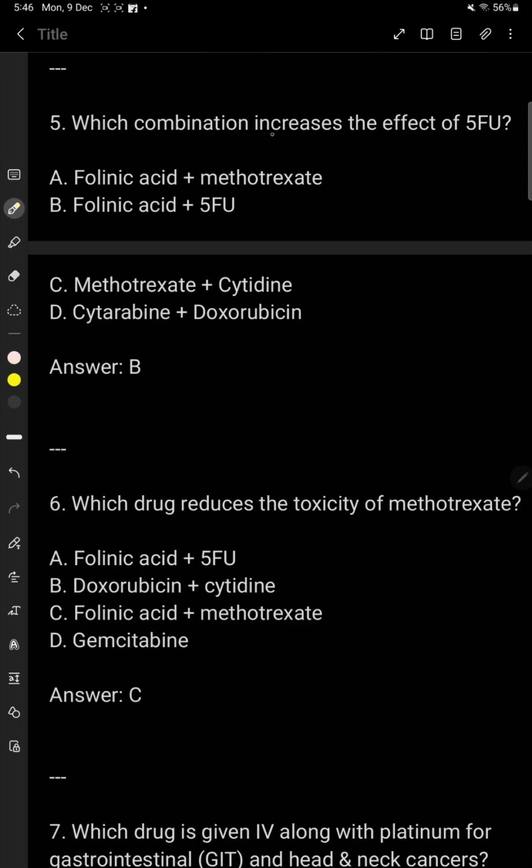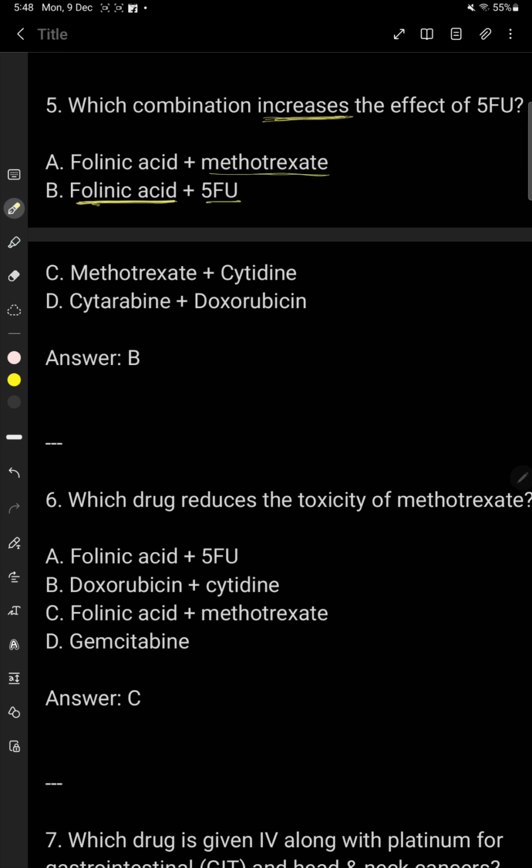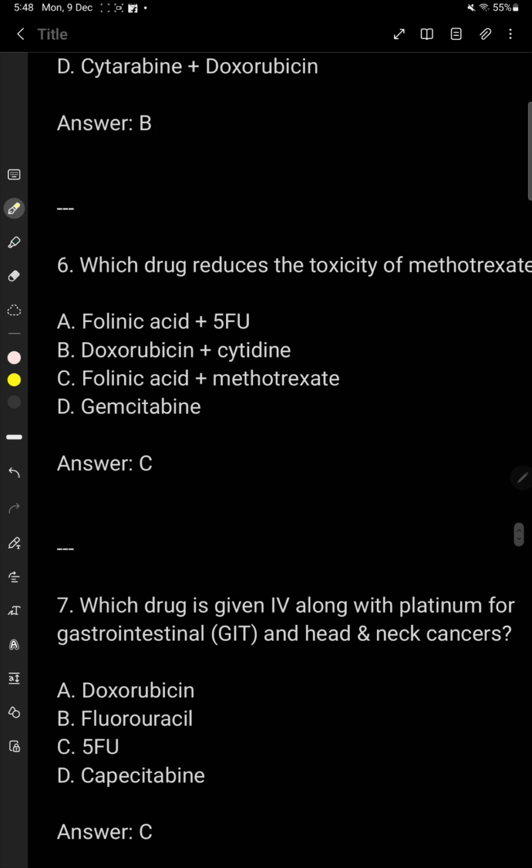Which combination increases the effect of 5-fluorouracil? Folinic acid is a cofactor of thymidylate synthase, and it increases the effect of 5-fluorouracil. For methotrexate toxicity, we use folinic acid; folinic acid is the antidote for methotrexate toxicity. But in the case of 5-fluorouracil, folinic acid increases the effect of 5-fluorouracil.